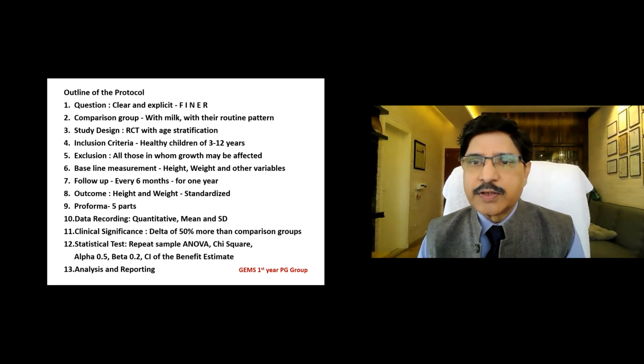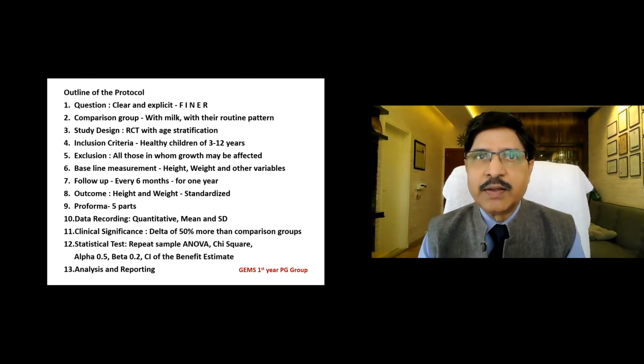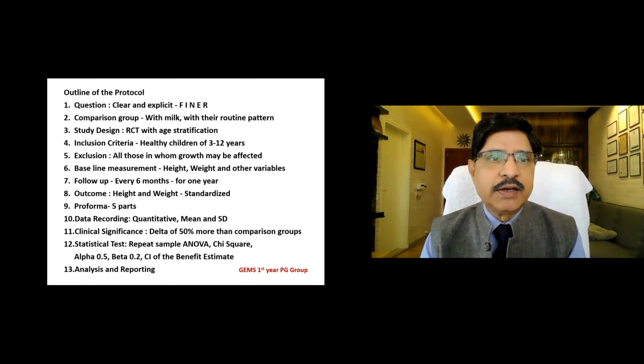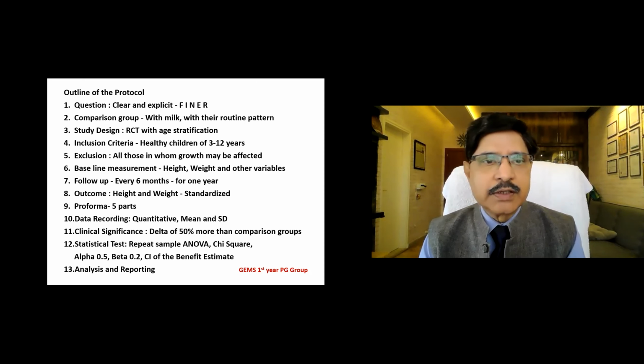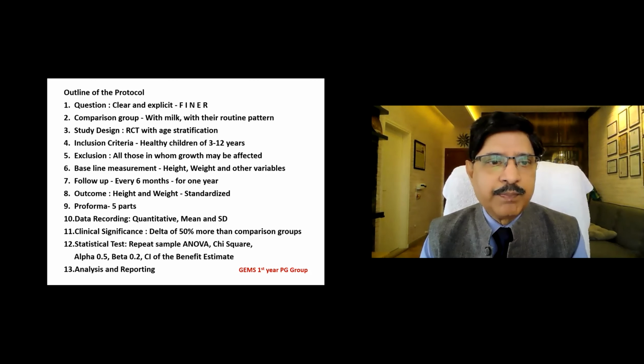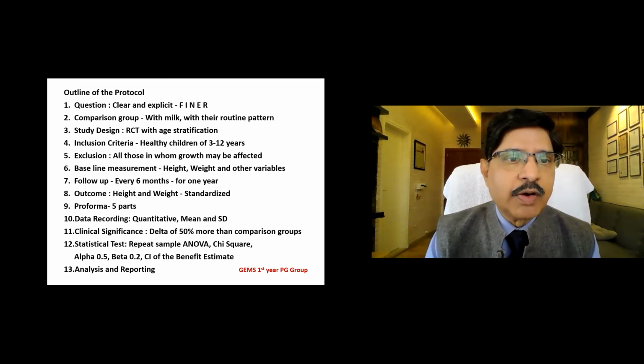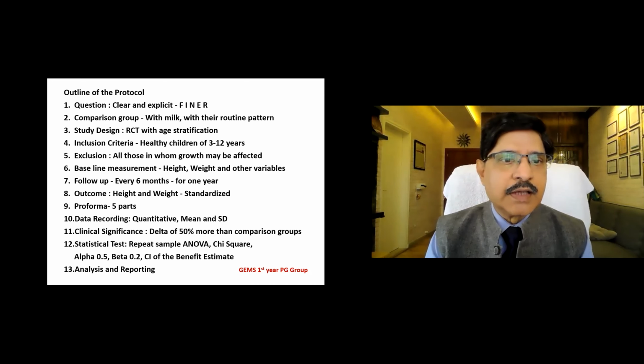And for that proposal, first of all, you must write what is called the side headings. When you want to write something, you will write the side headings. So the side headings here are question, comparison group, study design, inclusion and exclusion criteria, baseline measurements, follow-up measurements, outcomes that we wanted to use. Outcomes are the measurable things at the end of the study, proforma, data recording, clinical and statistical significance, and finally analysis and reporting.